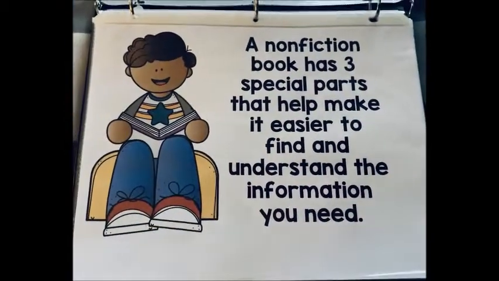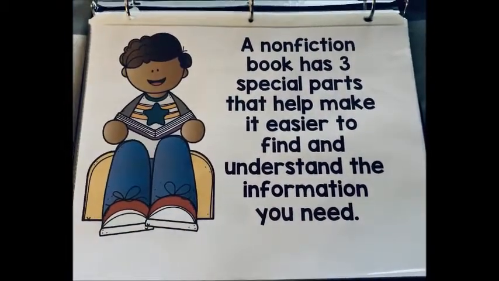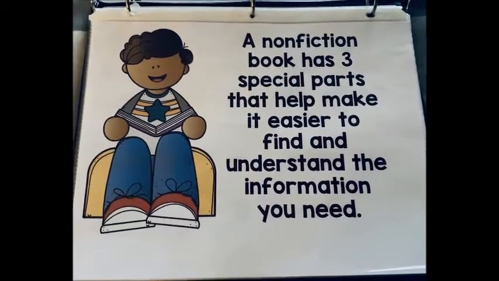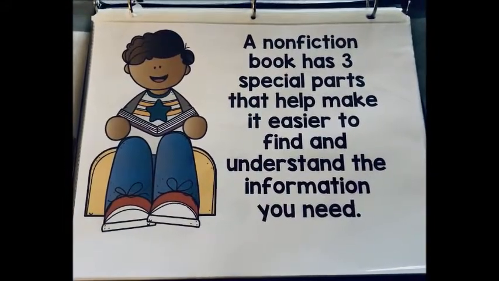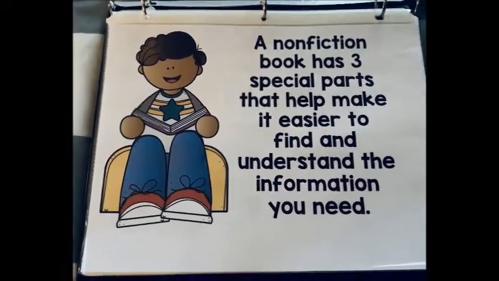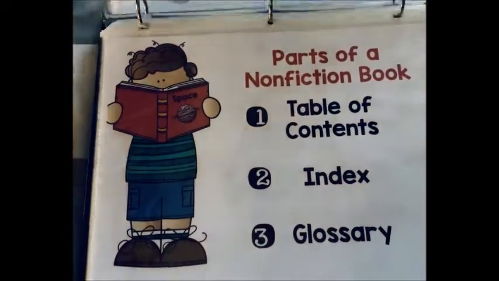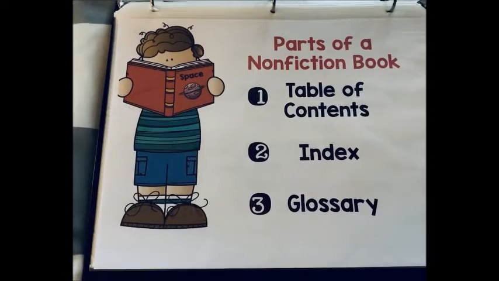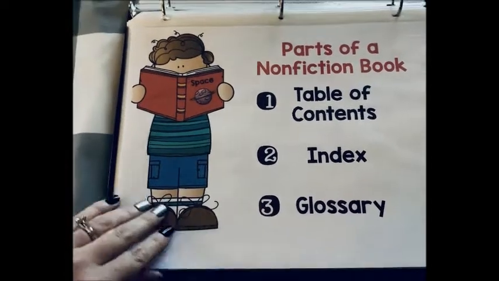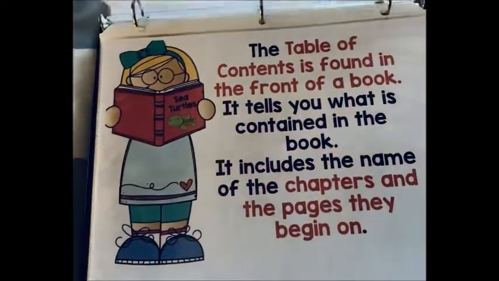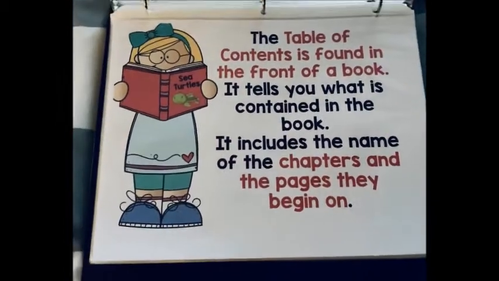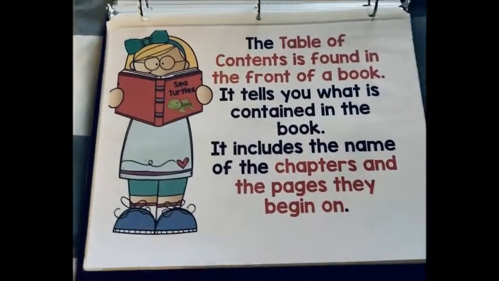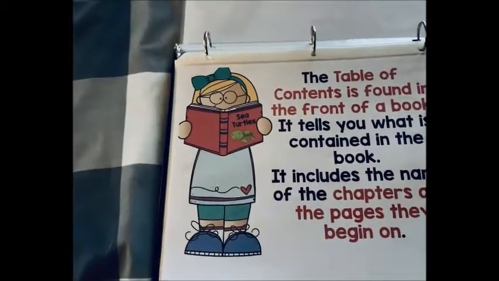A nonfiction book has 3 special parts, and that's what we're going to talk about today, that help make it easier to find and understand the information that you need. So those 3 text features that we find in a nonfiction book are the table of contents, the index, and the glossary. So we're going to go through each one individually and talk about them, and then we'll answer some questions about each one. The first one is the table of contents.